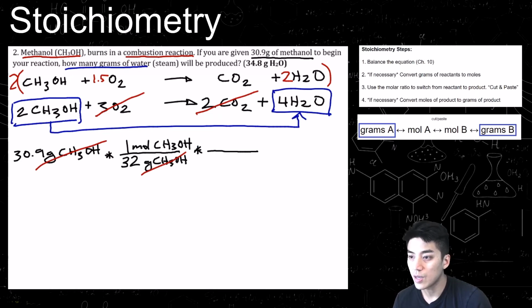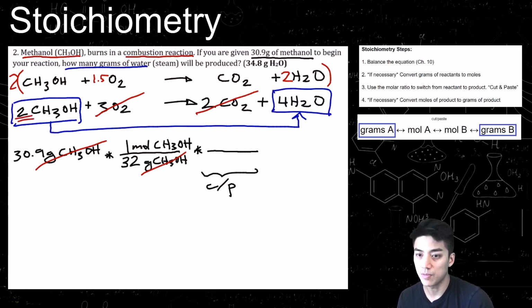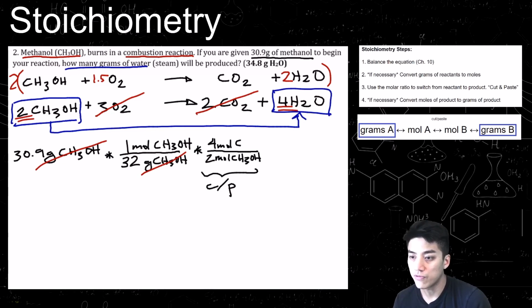Now we're on step 3. Step 3 is the molar ratio. But to help you out, I just call this the cut and paste step. So we look at the balanced equation and you literally just cut and paste the 2 and the 4 in the appropriate spot. So we want 2 moles of methanol to go on the bottom because we want the moles of methanol to cancel out. We want 4 moles of water to go on top because that's the thing that we're solving for. So now using the color green, I will cancel out moles of methanol. That will go away.